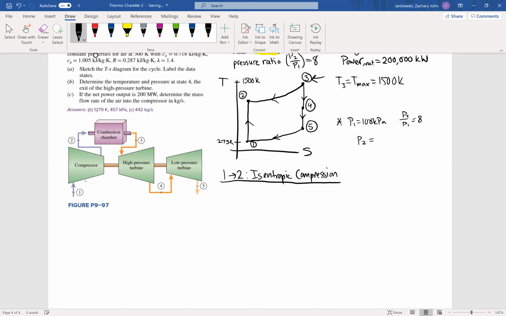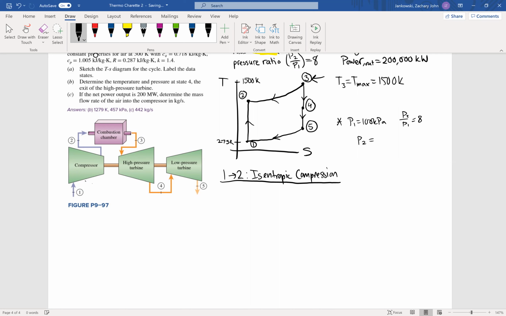And when we solve for that, we get that our T2 is equal to 273 times our pressure ratio of 8 to the 1.4 minus 1 over 1.4. And we get a T2 of 494.525 Kelvin.